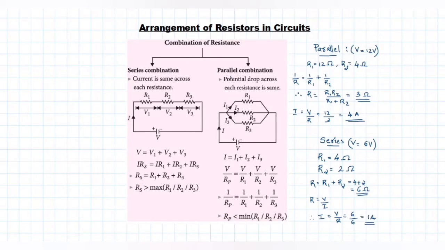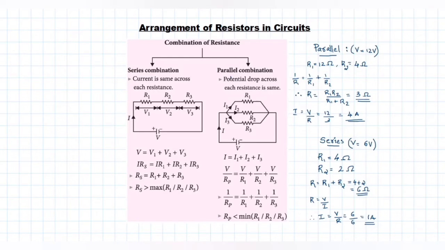So here we look at an example. In parallel combination, if we are considering a battery of 12 volt and we have two resistors, R1 of 12 ohm and R2 of resistance 4 ohm, in the parallel combination we have the effective resistance equation as 1 by R is equal to 1 by R1 plus 1 by R2.